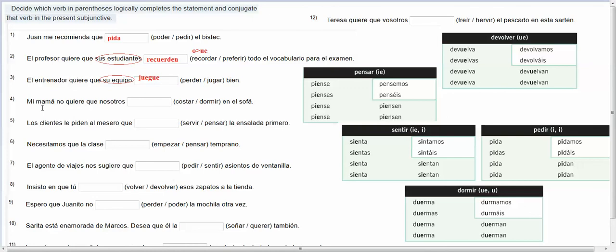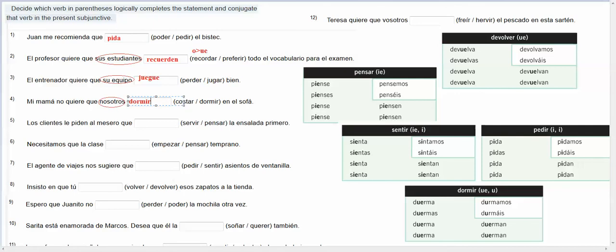Juegue. Okay, mi mamá no quiere que nosotros, so nosotros is the subject of the second part of the sentence, the one for which we're conjugating our verb. So mi mamá no quiere que nosotros costar dormir en el sofá. Probably dormir, okay? Dormir. Now this is where it gets tricky.